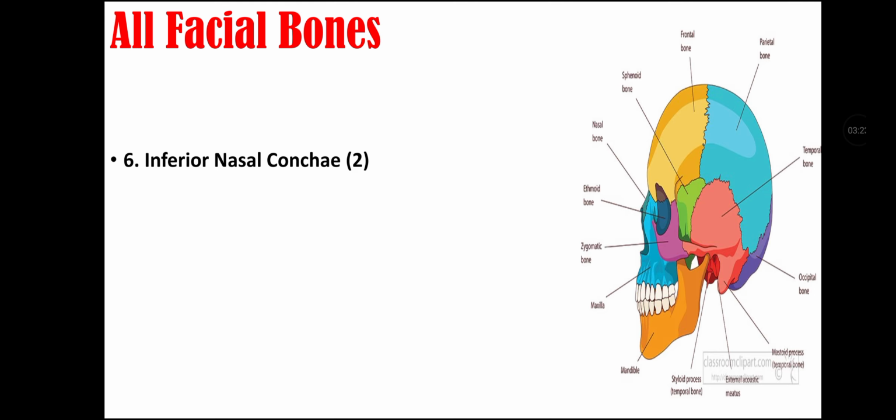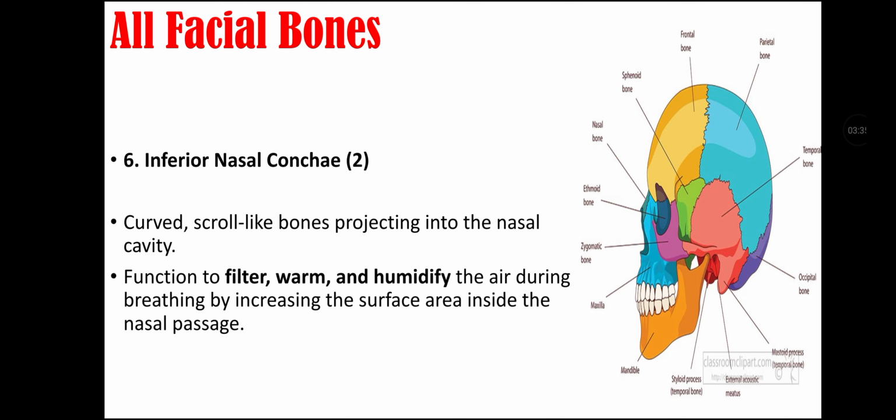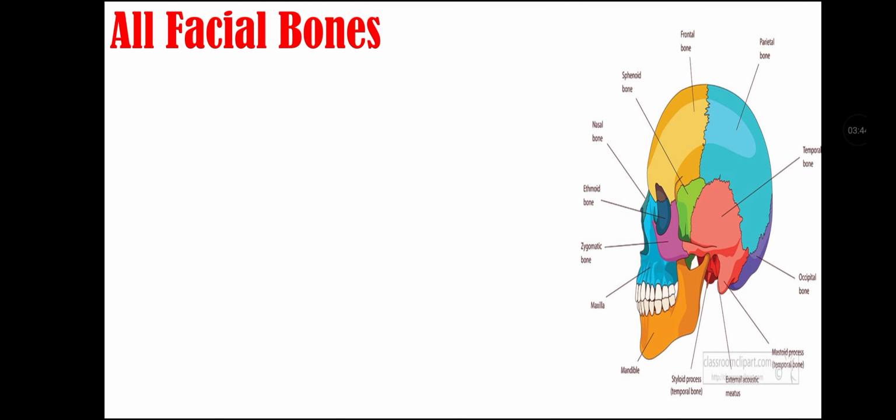Next facial bone we have is inferior nasal conchae. They are also paired bones, that means there are 2 inferior nasal conchae in every skull. They are curved scroll-like bones projecting into nasal cavity. They function to filter, warm, and humidify the air during breathing by increasing the surface area inside the nasal passage.